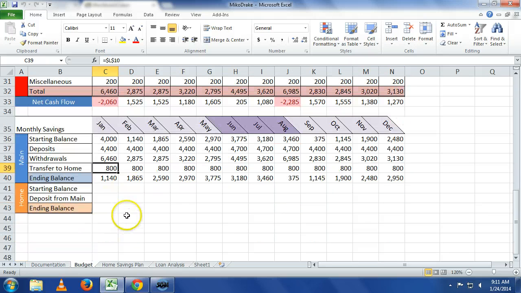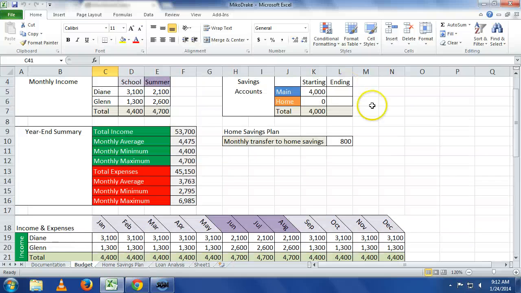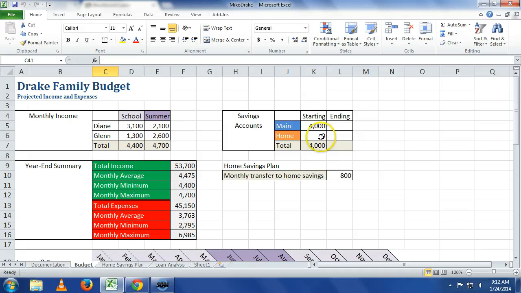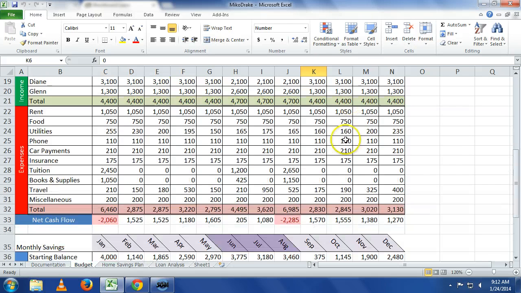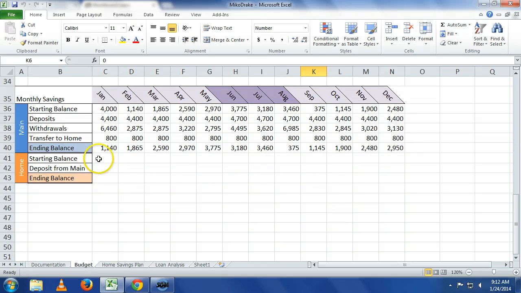So L10, I'm sorry. So I guess we also want to keep track. Let's build this out. We also want to keep track of our home, and I think our starting balance in our home account is 0. But instead of using 0, let's use K6, because if we do change it, it's always better to use a reference. So let's use equal K6 here, and that'll put in 0.